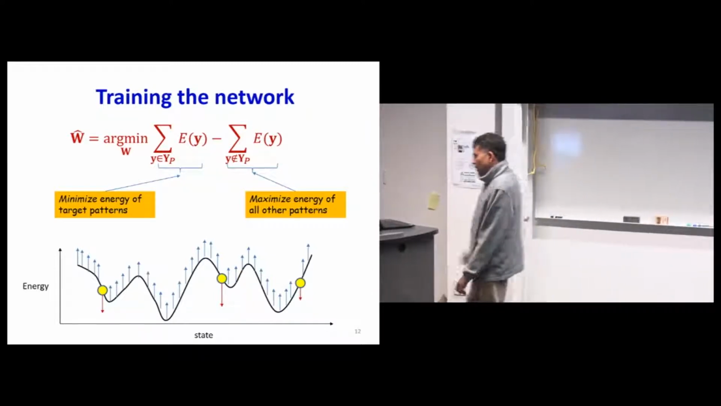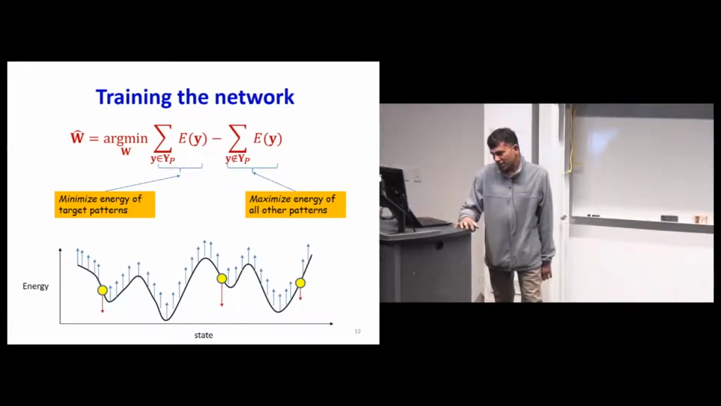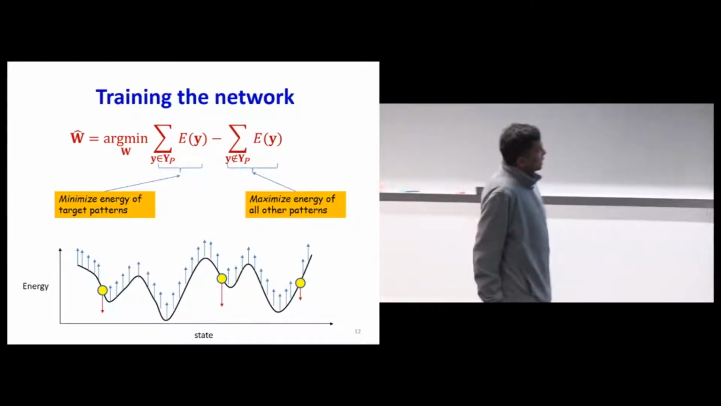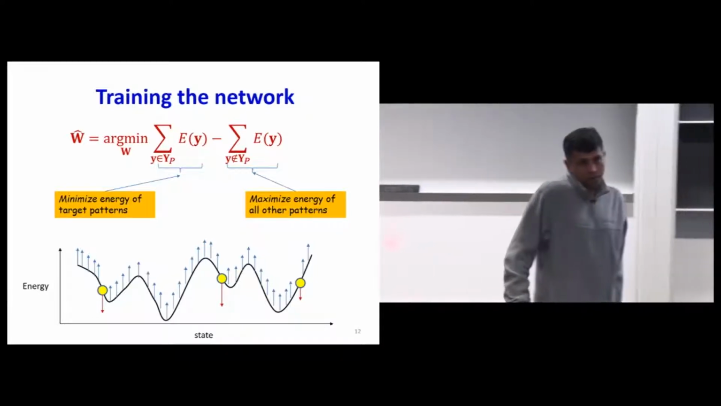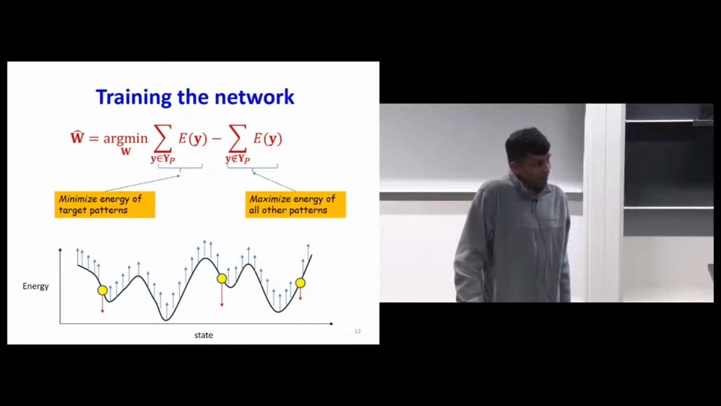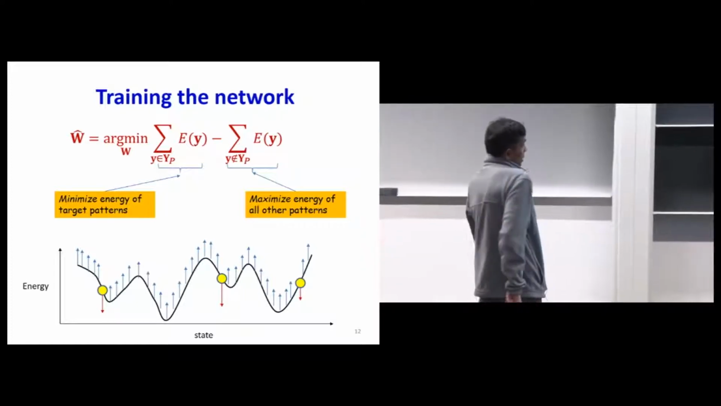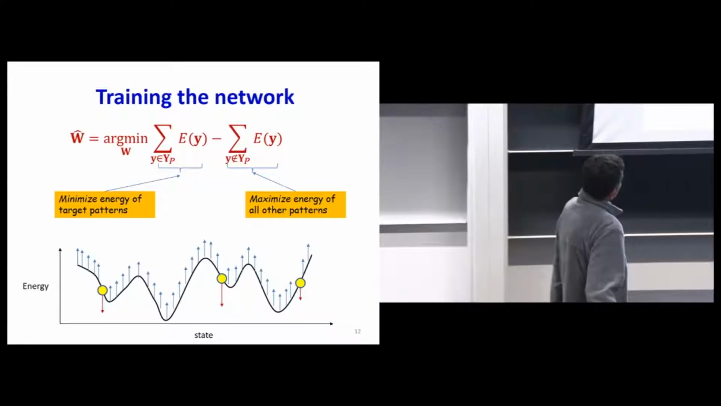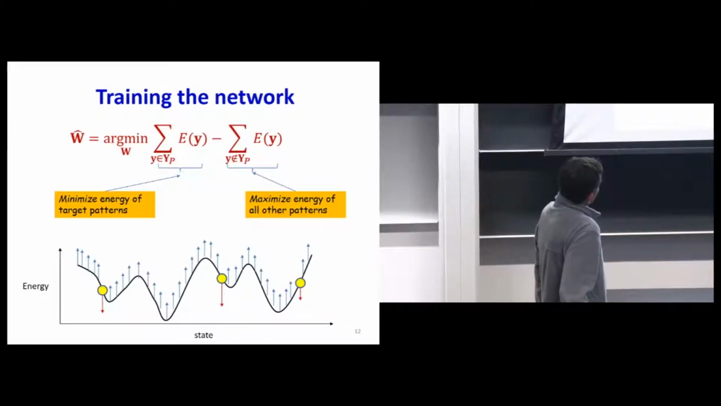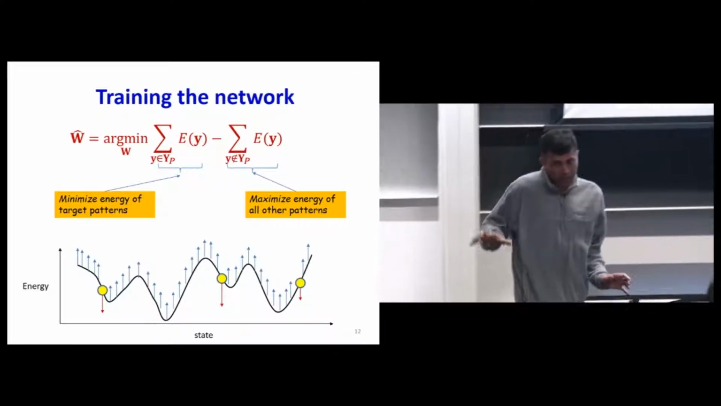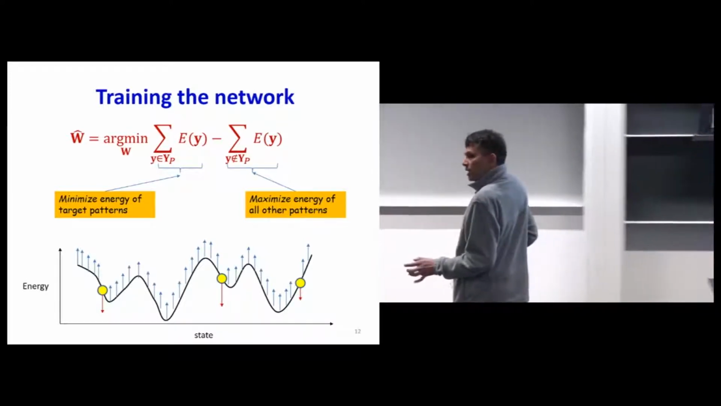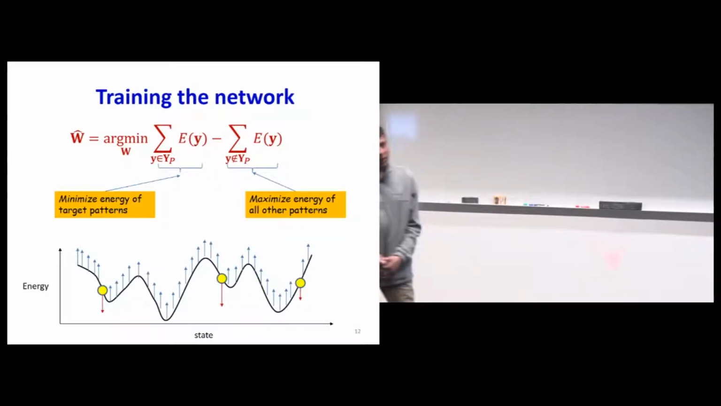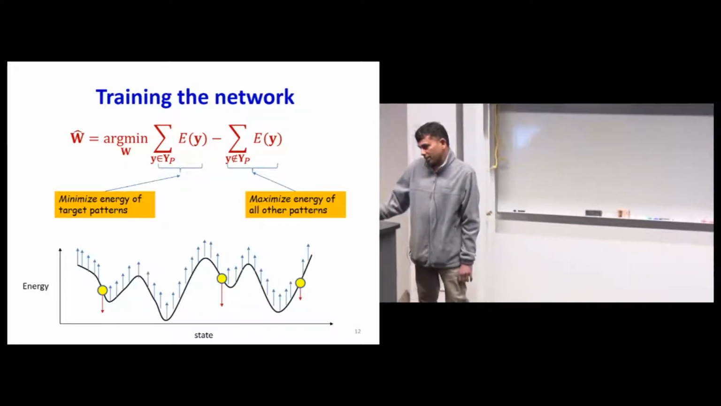And for this, we could do this by trying to explicitly minimize the energy of the target patterns while minimizing the negative of the energy of the non-target patterns, which is the same as maximizing the energy of the non-target patterns. So you end up with an objective function like the one shown above, which has two components. The first component is the sum of the energy of all of the target patterns, and the second is the sum of the energy of all of the non-target patterns.